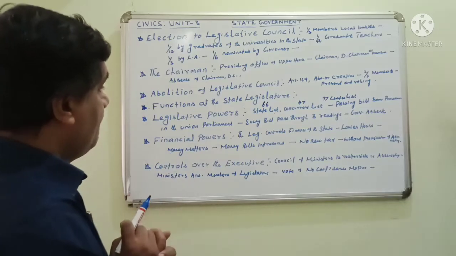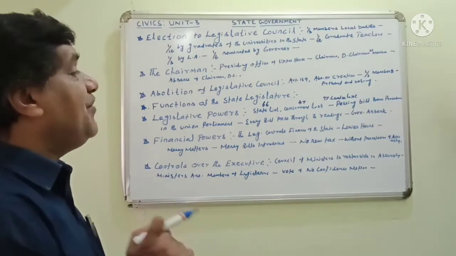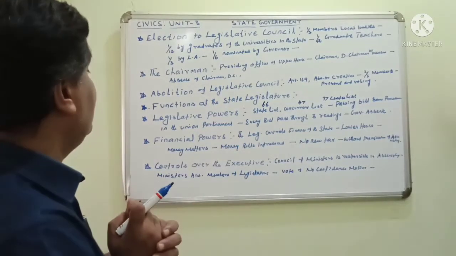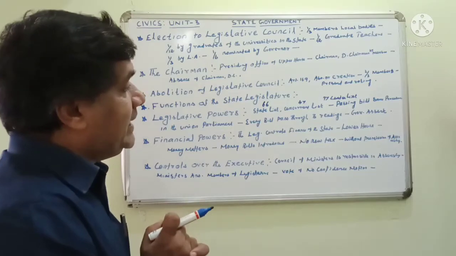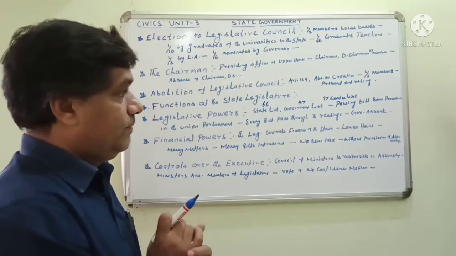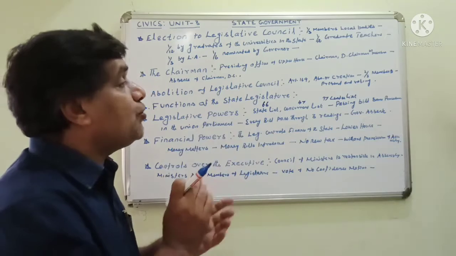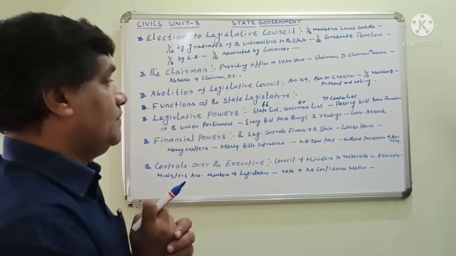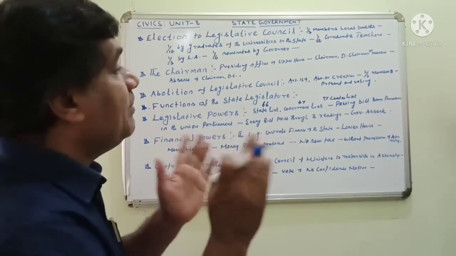Financial powers. The state legislature controls the finance of the state. All the money matters, the power lies only with the lower house compared to the upper house. Lower house members enjoy the power over money matters.